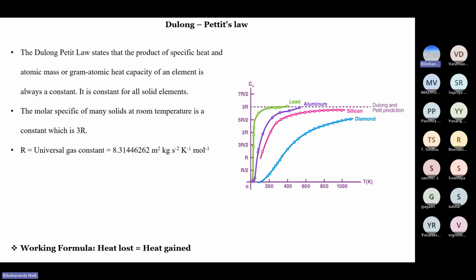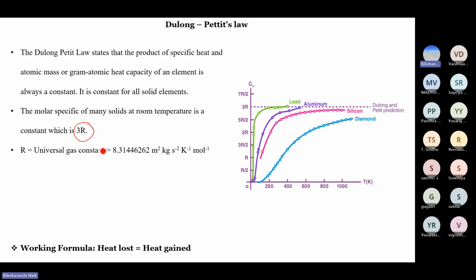Basically, Dulong-Petit's law gives an idea about the molar specific heat, because we know specific heat is defined as the amount of heat required to increase the temperature of 1 gram of substance through 1 degree Celsius, but molar specific heat is the amount of heat required to increase the temperature of 1 gram mole of a particular substance by 1 degree Celsius. So this product of mass into specific heat is called molar specific heat or heat capacity, and this heat capacity is nearly equal to 3R for all the solid elements.